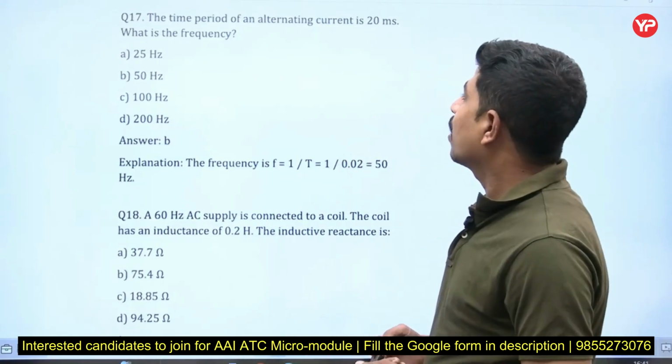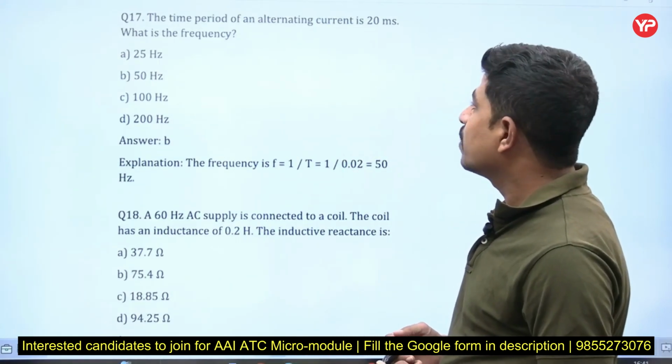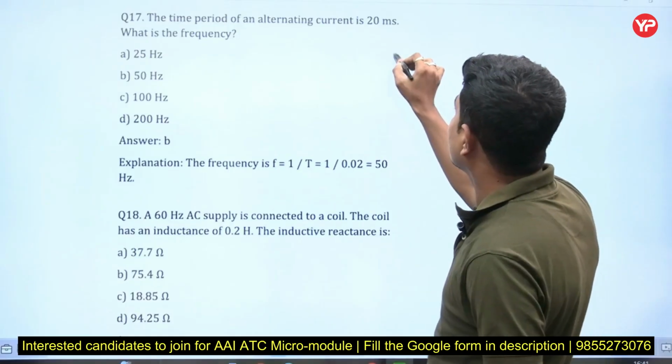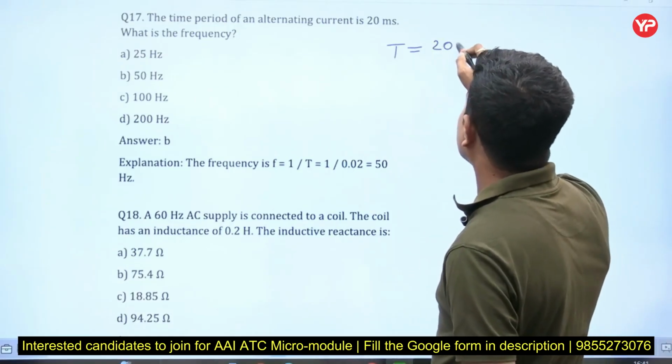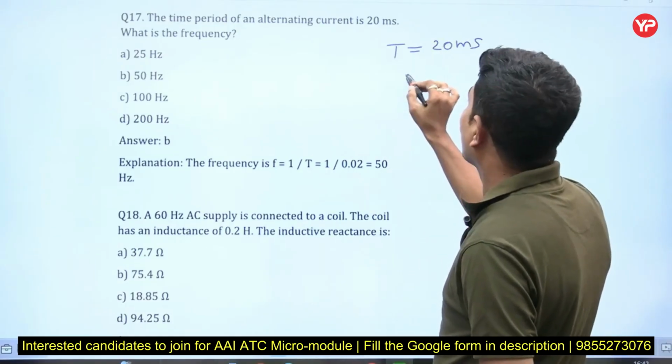Yeah. The time period of an alternating current is 20 milliseconds, then what is the frequency? He has given time period equal to 20 milliseconds for a full cycle. Then what is f?